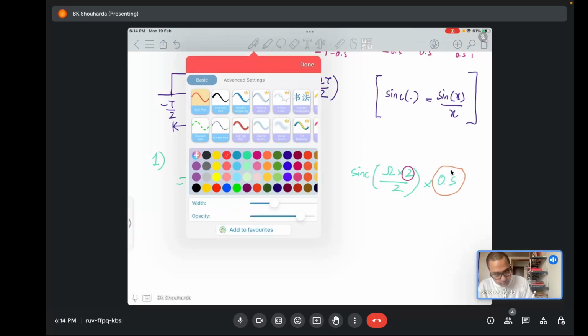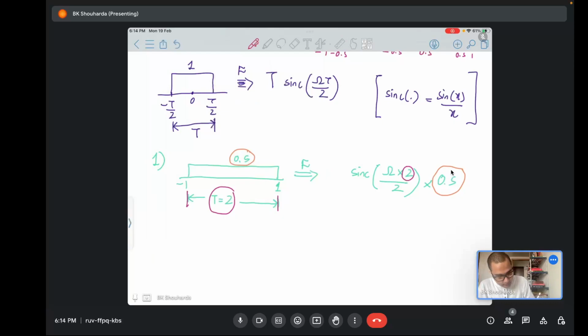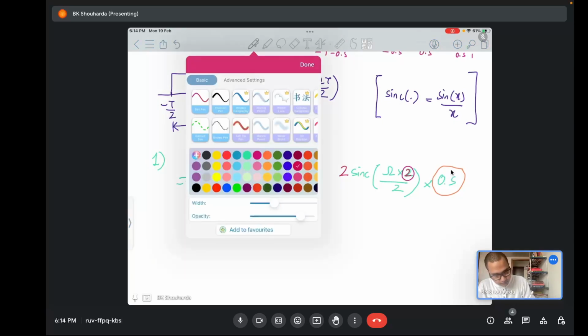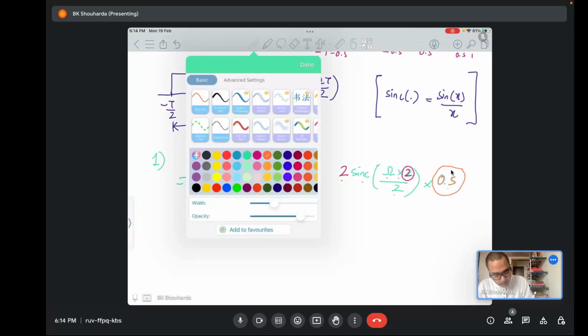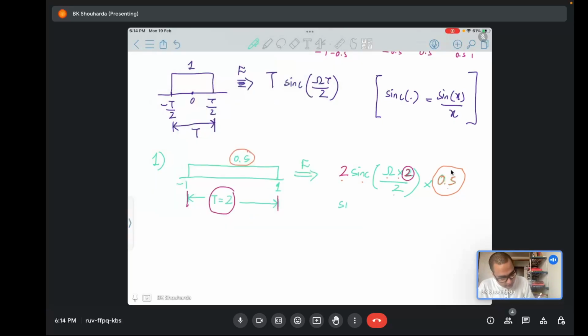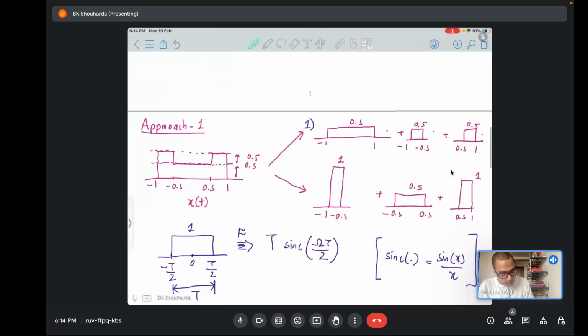And one more thing that I forgot to add is the other T. It should be here. Okay, so T sinc(omega T upon 2) times 0.5. And what does that give me? That gives me sinc omega. That's our first term.